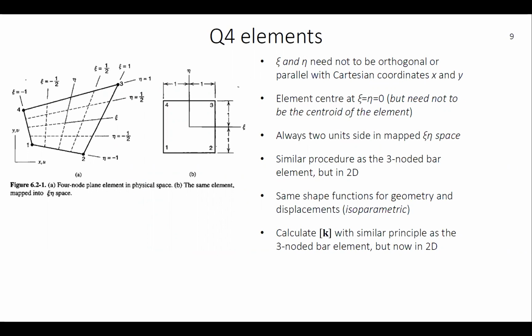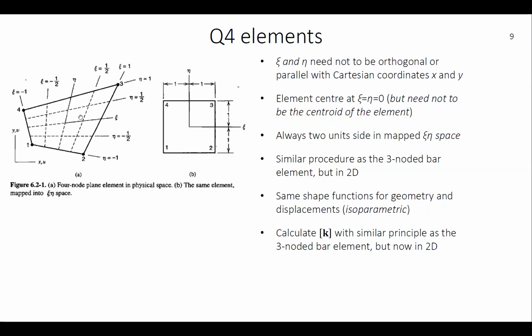So here for the Q4 element, xi, and we now define another variable or coordinate eta in the perpendicular direction, since it's obviously a 2-dimensional element. And xi and eta need not be orthogonal or parallel with the Cartesian coordinates x and y. So we have the xy coordinates, and we have the map system xi eta, which starts at the element center. But this is not necessarily the centroid of the element because it may have a skewed form like this.